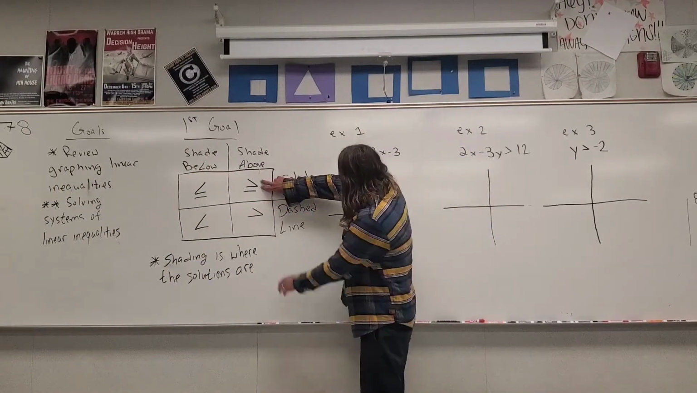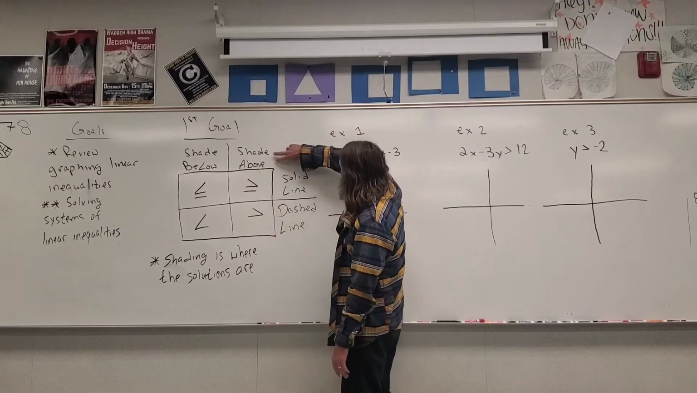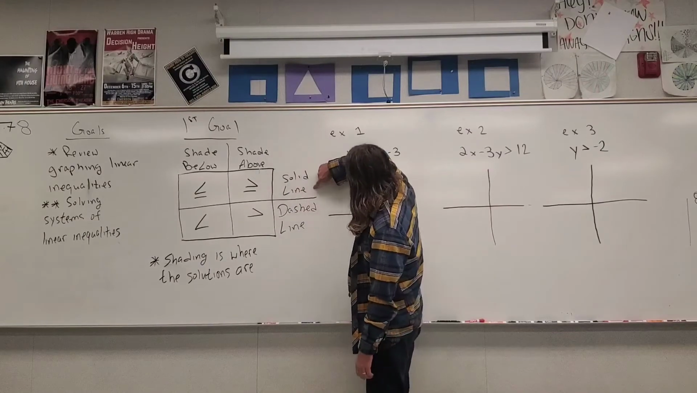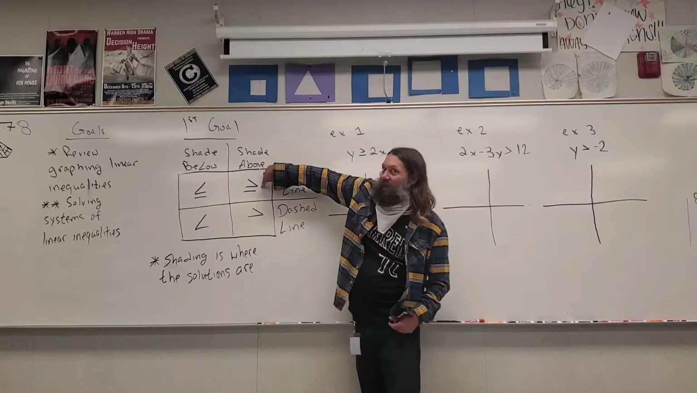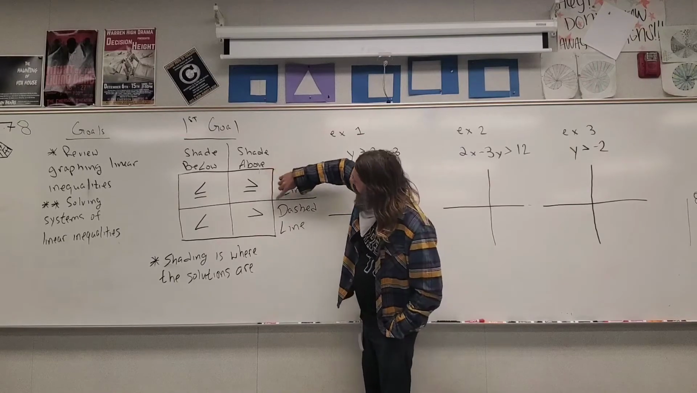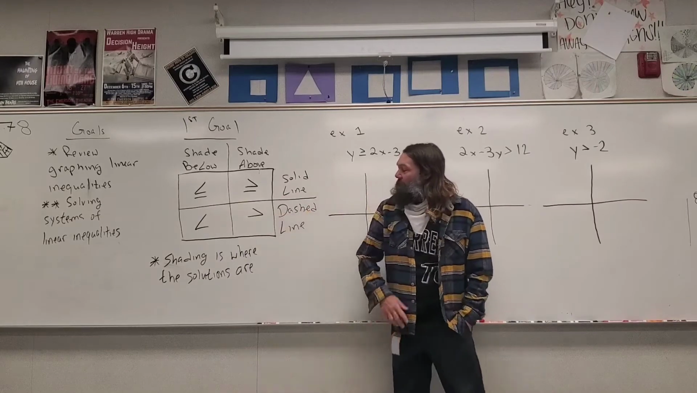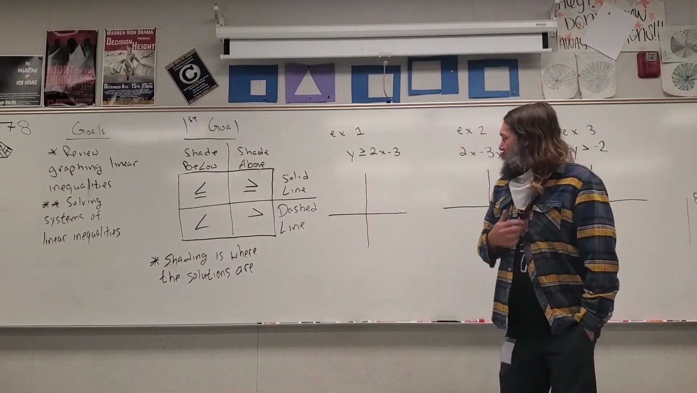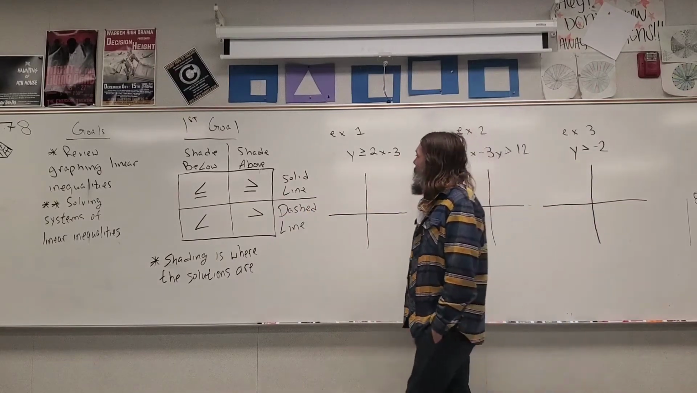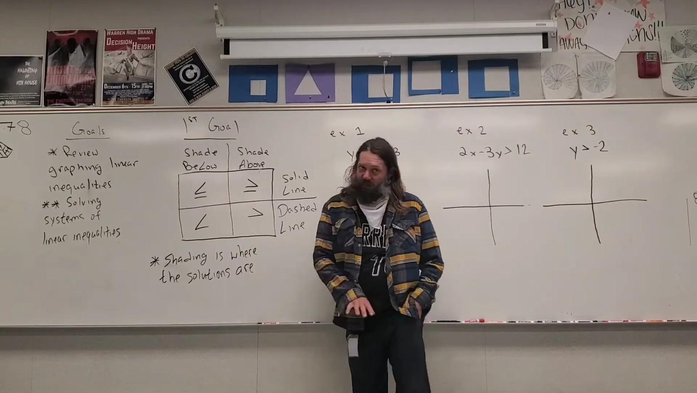If I have this symbol or this symbol, I'm going to shade above. If I have this symbol, that means my line is solid, and that boundary line, solutions are included. This boundary line is dashed, and the solutions are not part of the line. So I also want to point out the shading is where the solutions are.